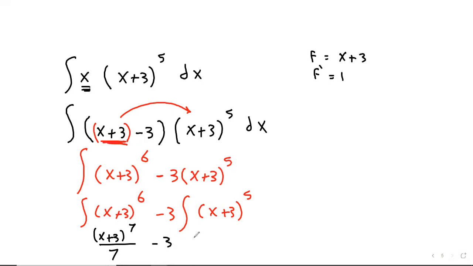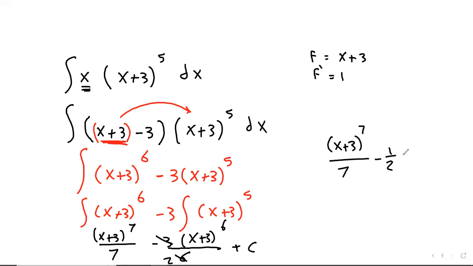And here it's minus 3, add 1 to the power, (x plus 3) to the power of 6, then divide by the new power, which is 6, so 3 over 6 is 1 over 2, and don't forget to write c. So it will be (x plus 3) to the power of 7 over 7, minus half (x plus 3) to the power of 6, then plus c. That's it.